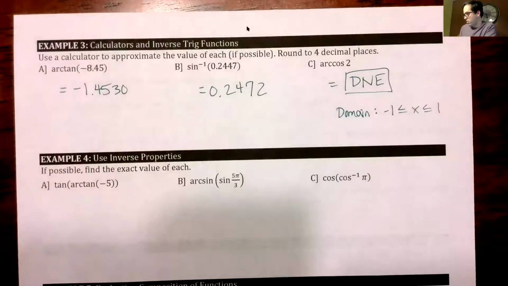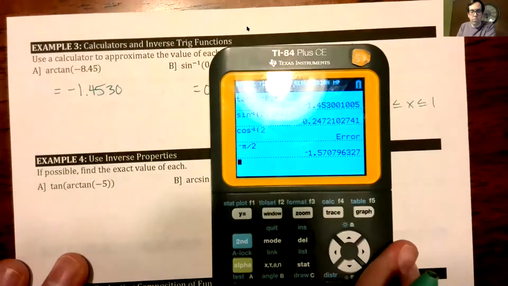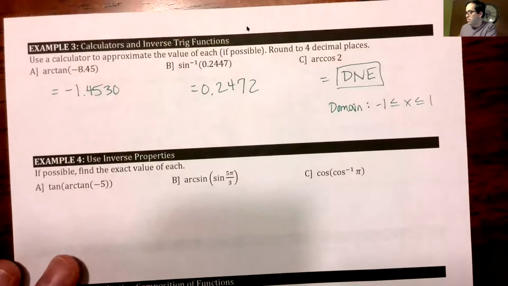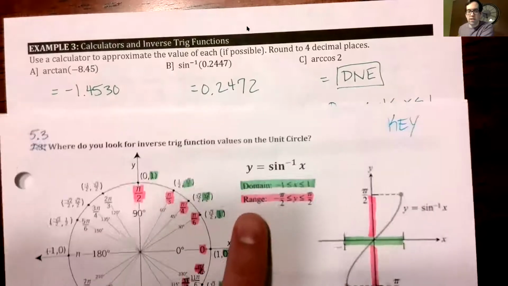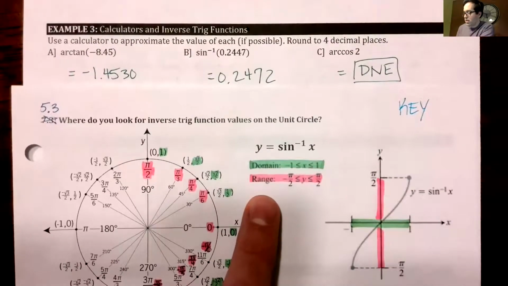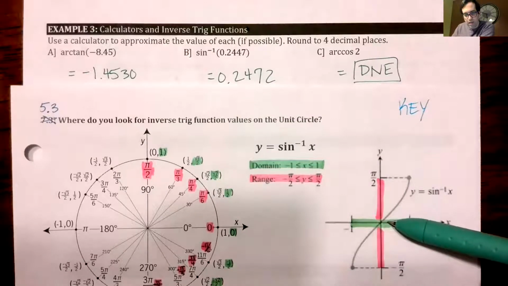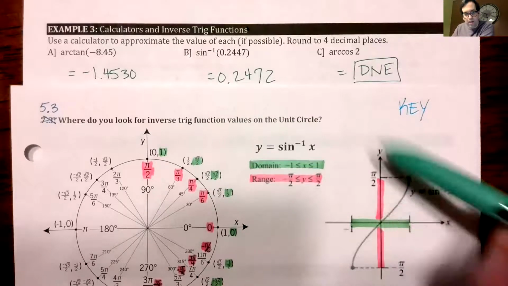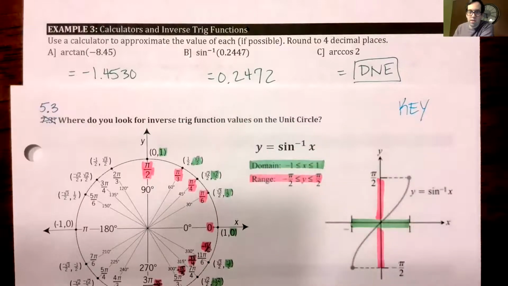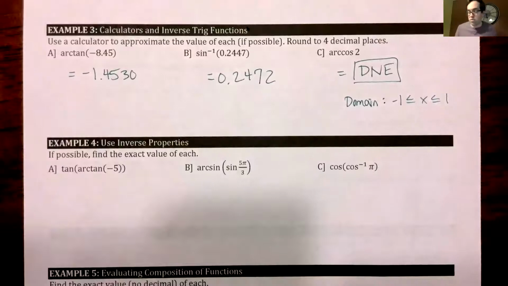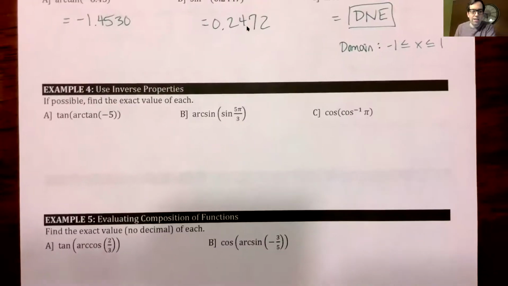If I type in negative pi over 2 on my calculator, I get negative 1.57. So I'm just a little bit above that. For the second one, we are on the sine inverse graph. I'm plugging in 0.2447, which is somewhere around here, and my answer is slightly positive, 0.2472. Makes sense? And we already looked at the third one. So I just wanted to show you that these really are just points on those curves. But let's look at example 4.